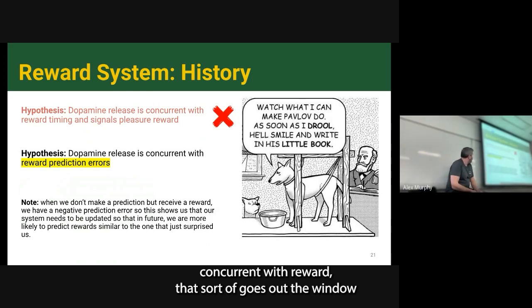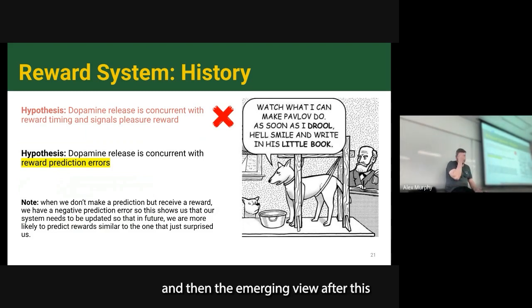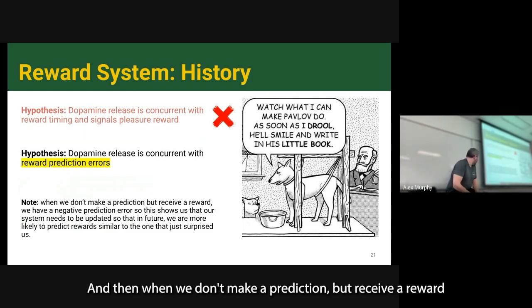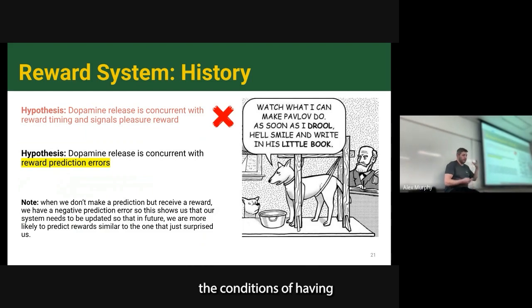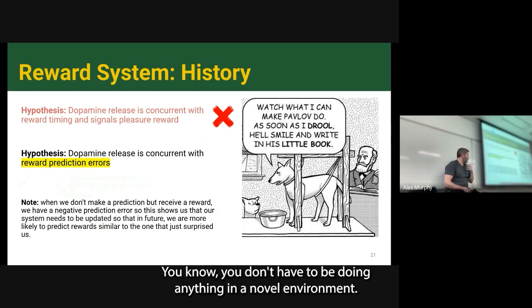And then the emerging view after this in Schultz's work says that dopamine release is concurrent with reward prediction errors. And what are in here? When we don't make a prediction but receive reward, negative prediction error. Yeah, so this just says that the release of dopamine is not just about the conditions of having conditioned stimuli and rewards.